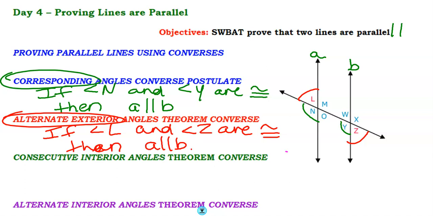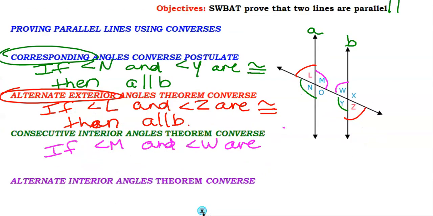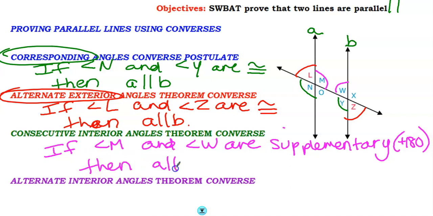Now let's do consecutive interior. Consecutive interior actually should not be congruent. What are they? They should add up to 180. So if angle M and angle W are supplementary, they add up to 180, then line A is parallel to line B.